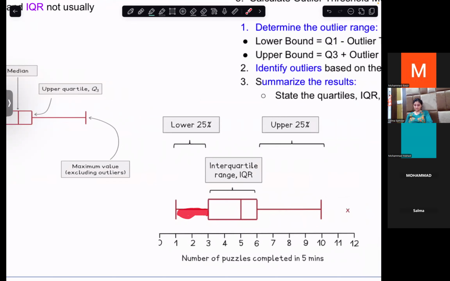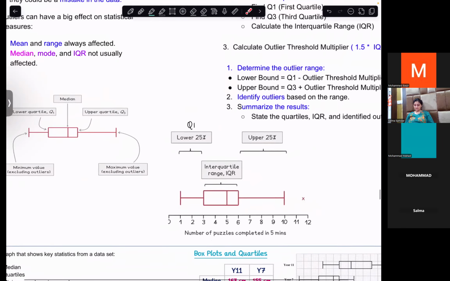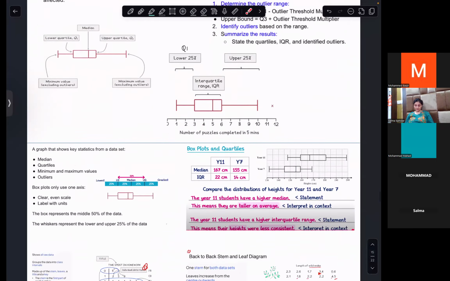This portion is 25% of the data. What is the lower 25% called? Q1. This portion is Q3, and this is the IQR, so this is 50% of the data.